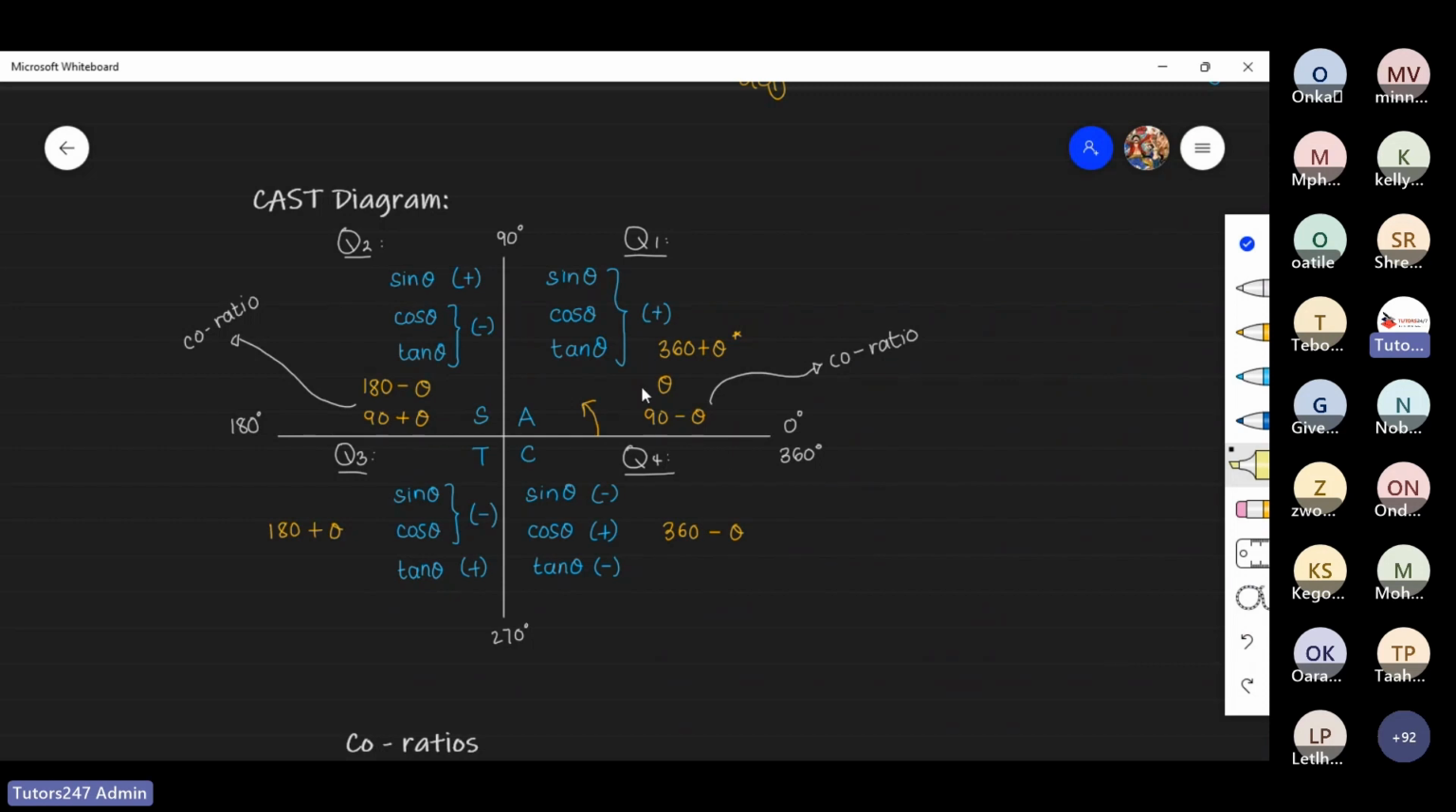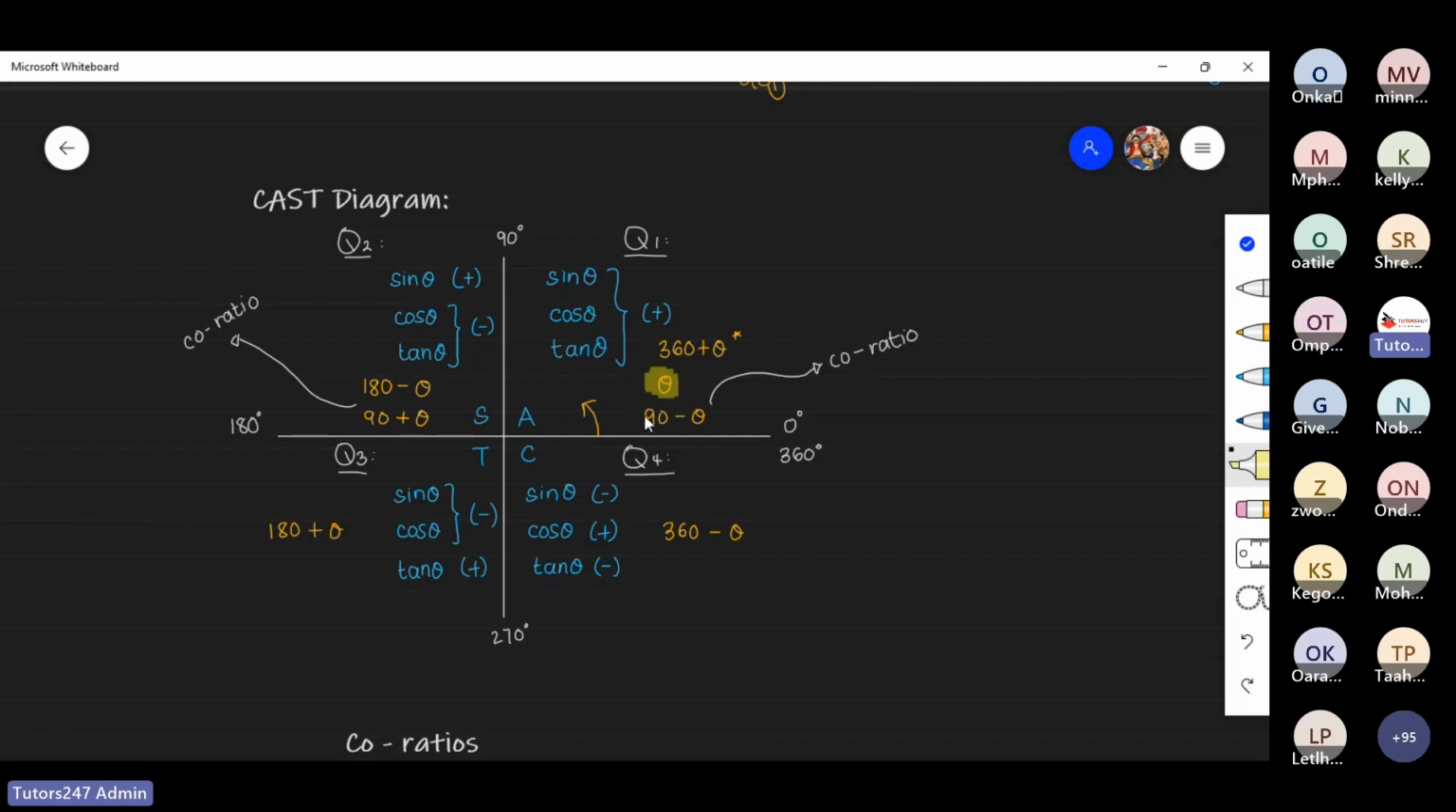So this angle theta over here, this just indicates that if the angle is less than 90, you do not need to reduce it. The whole purpose of reducing an angle is to make it less than 90. If it is already less than 90, you can just leave it as is.